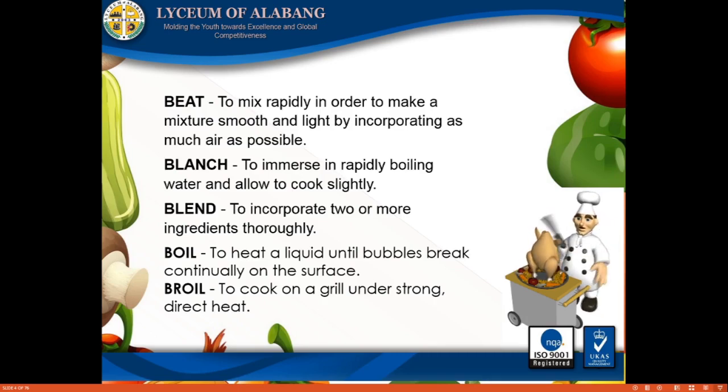Last is broil. To cook on a grill under a strong direct heat. When you say broiling, it is a cooking process which involves the use of very high heat for a short period of time. There are 2 different types of broiling. One involves cooking the food in an oven which is set to a broil setting.